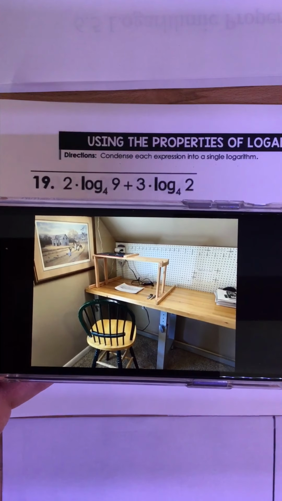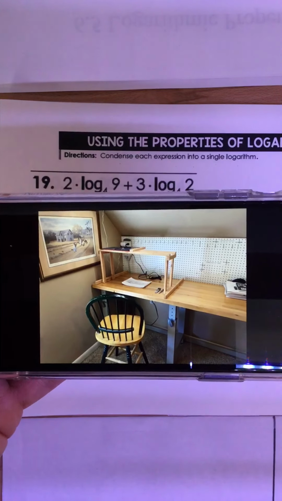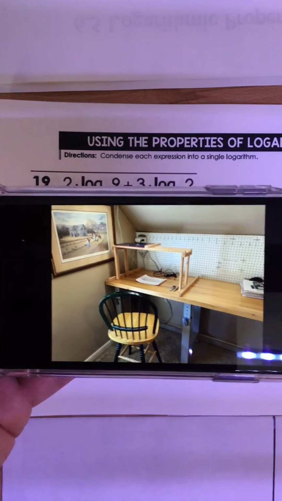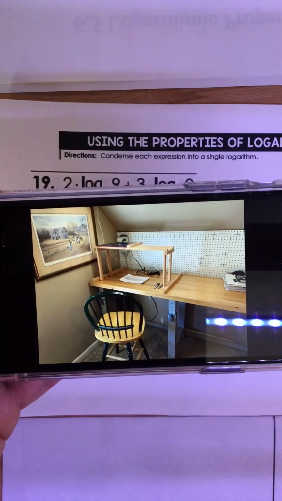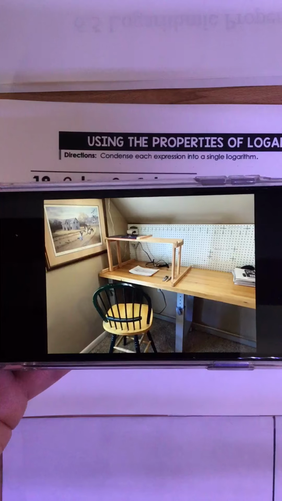Yeah, I didn't know if you guys were kind of curious, but this is my workstation right now. This is what it looks like. My husband made that cool contraption there so that I can record all of this, and I hope it makes it easier for you guys.